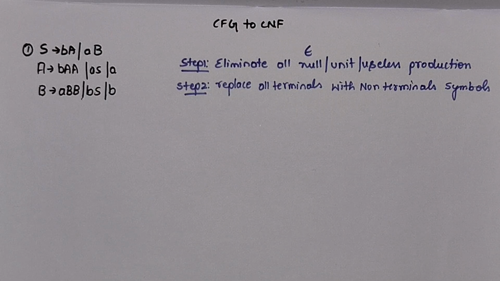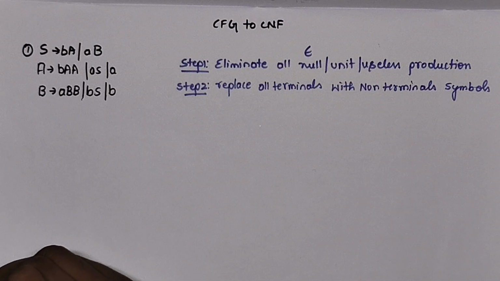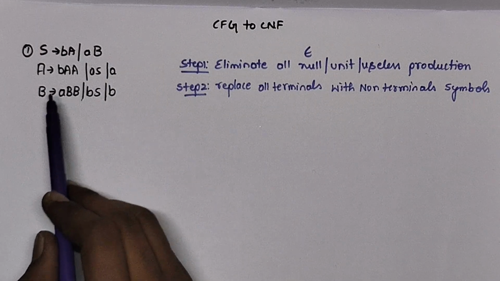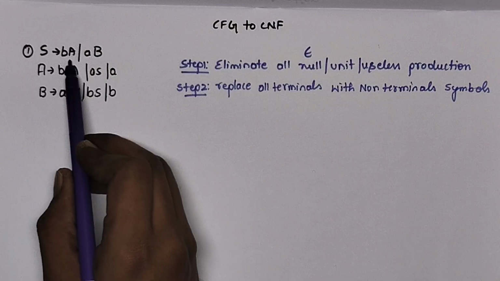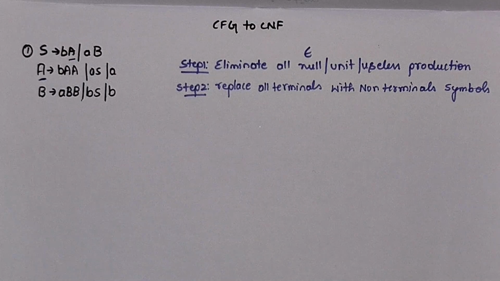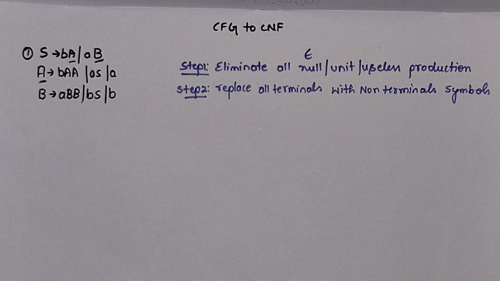Now let's see the useless production. How to identify a useless production: here S is producing small letter b capital letter A as the first production, and S producing small letter a with capital letter B as the second production. In the first production, the last letter is capital letter A, and A is producing its own productions. Capital letter B is the last symbol in the other production produced by S, and B is also producing its own productions. So you can tell that there are no useless productions also.